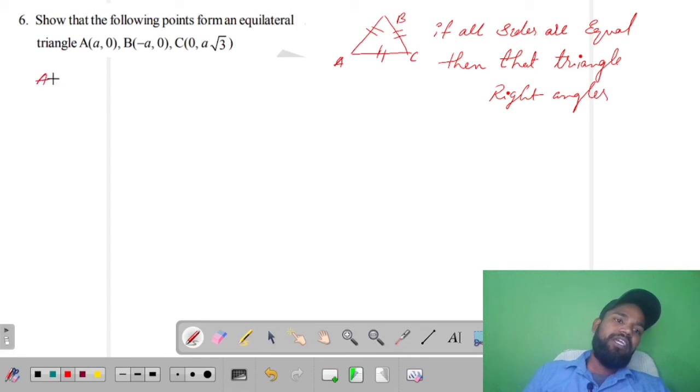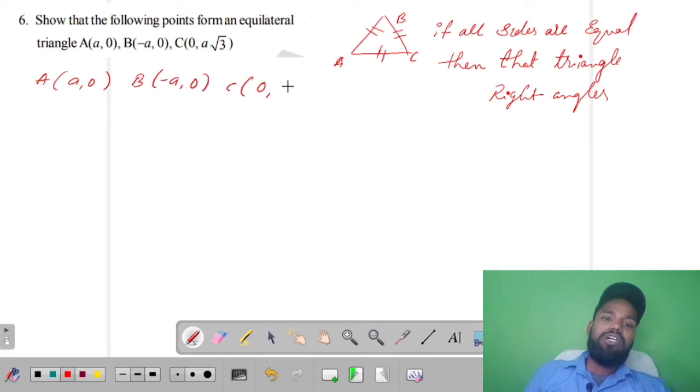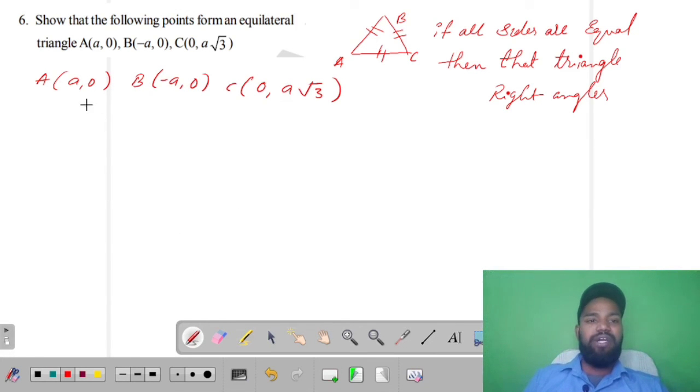So A equals the given value A comma 0, B equals minus A comma 0, and C equals 0 comma A root 3. Okay, we should find them. Now we should find the distances between them.